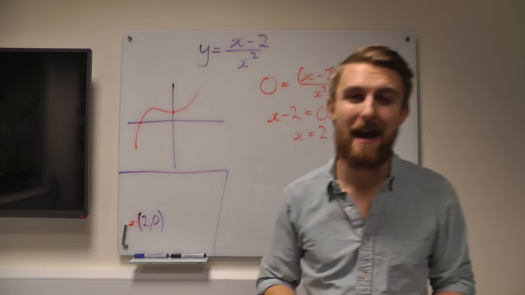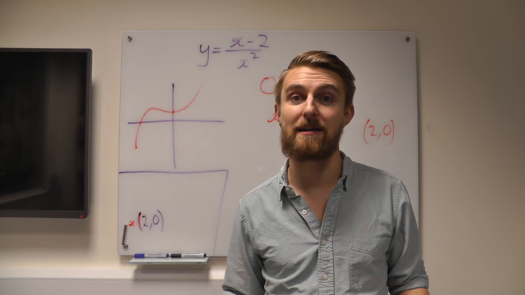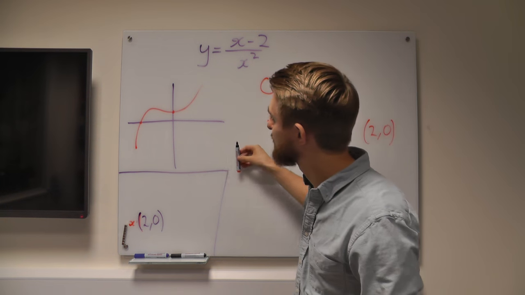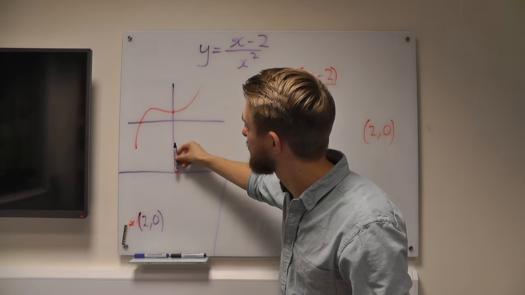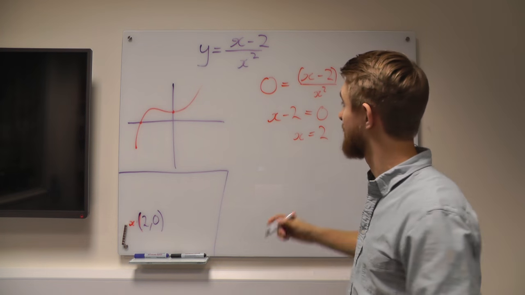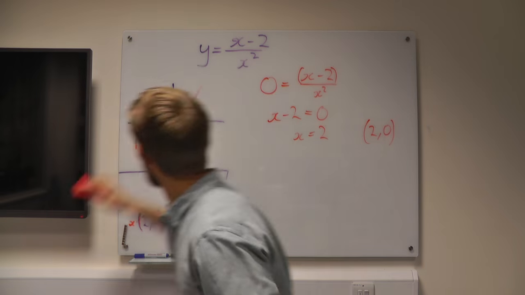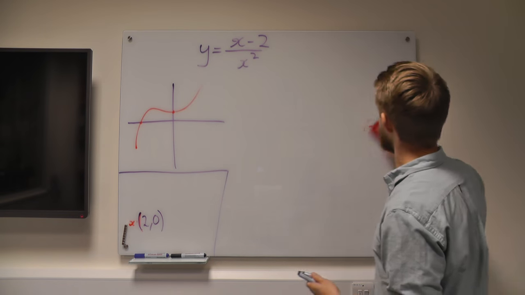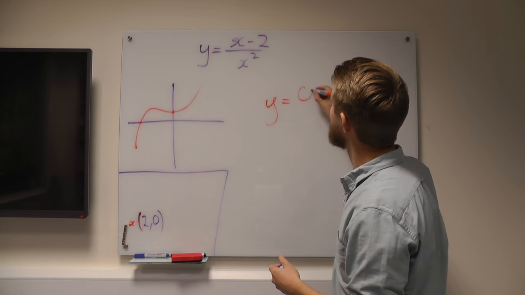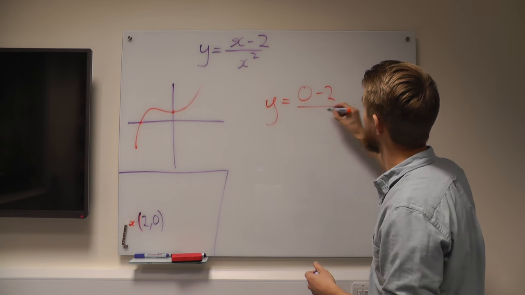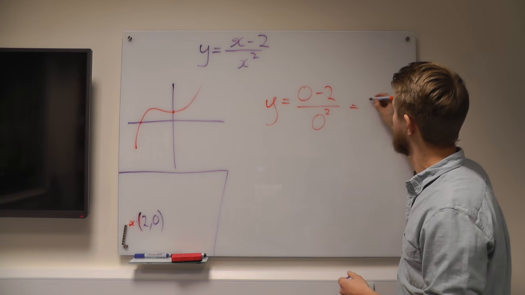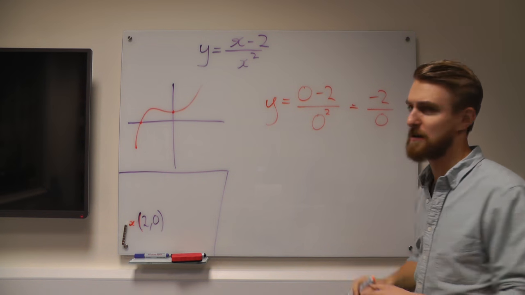Right, so we found the x-axis intercept. What about any y-axis intercepts? We use the same principle again. Our y-intercepts must occur when our x value is 0 along this line here. So we just set our x value to 0, and we look for the point y equals 0 minus 2 divided by 0 squared, which equals minus 2 divided by 0.